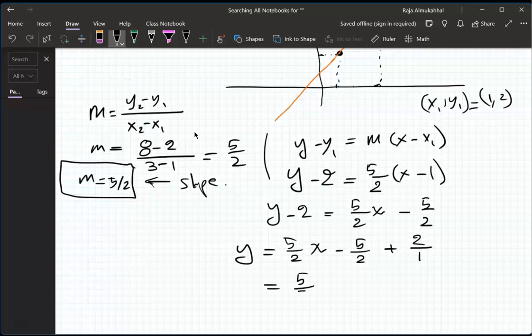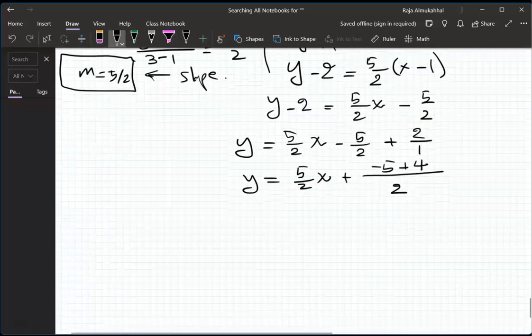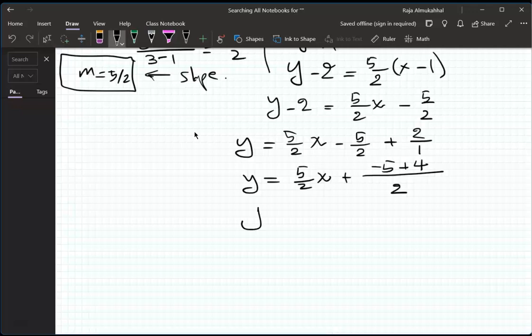And this is just adding fractions. I am not going to teach you how to do fractions. I assume you know how to do that already. So it's going to be, what is it? The common denominator will be 2, minus 5 plus 4. And that will be equal to, I have my way of solving it. You do it your way. So it's going to be 5/2 x, and that would be equal to, what is that? Minus 1/2. Did I do it right?